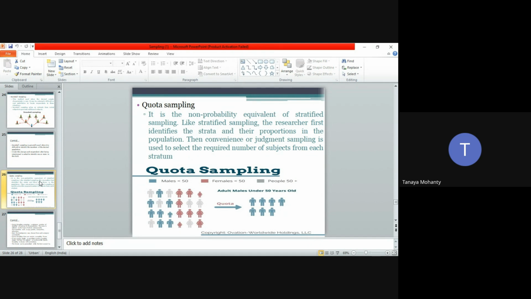So basically, you use your judgment. There is a certain required number of subjects, and you choose that category, and then from that very category you use some kind of convenience or judgment sample to select the sample units. This is what we call quota sampling.